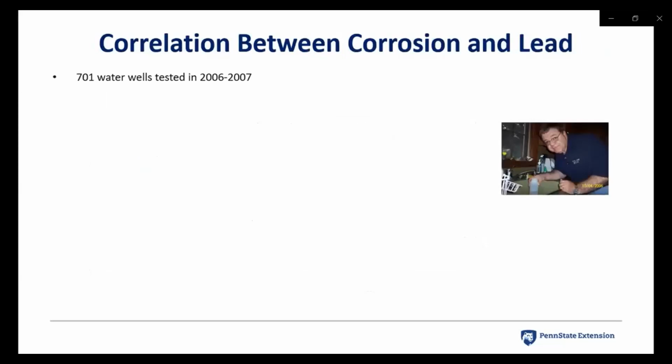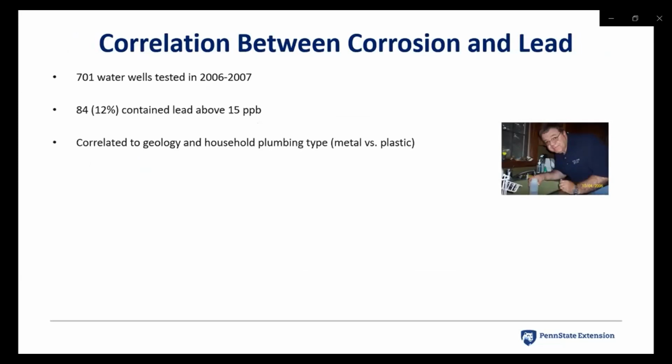So as far as the correlation between lead and corrosive water, we had 701 water wells that we looked at in 2006 and 2007. Again, 12% failed the drinking water standard of 15 parts per billion. So that was 84 homes out of the 701 had excessive amounts of lead. We were able to correlate the lead to both the geology of the rock type where the water was originating from, which basically goes back to whether it was corrosive or not.